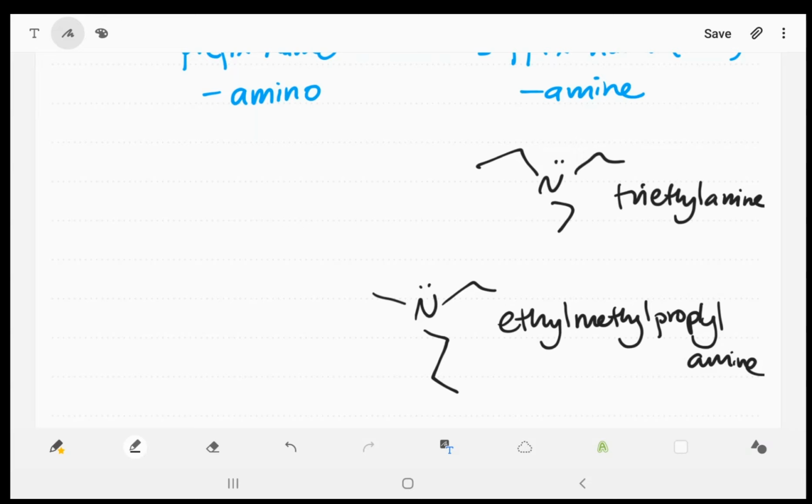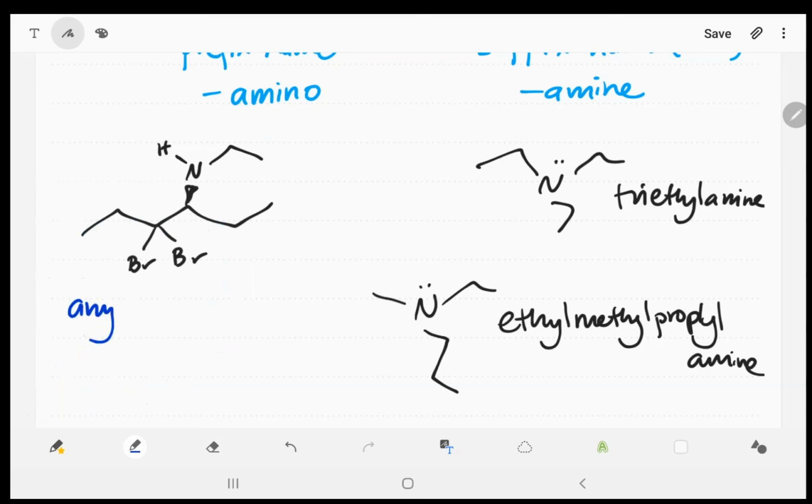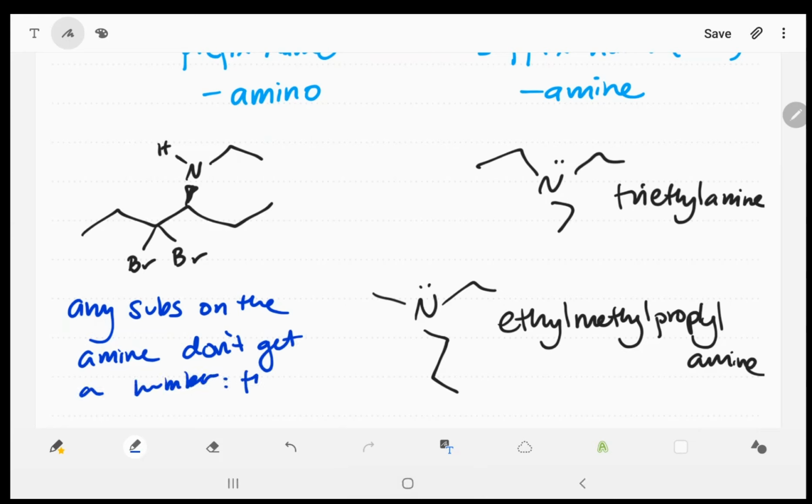However, very often, you'll have something like this. Some normal compound where you have an amine just sticking on there. And how we're going to name these is, it'll be amino, but any substituents, they don't get a number. They get N. And we'll take a look at what that means.